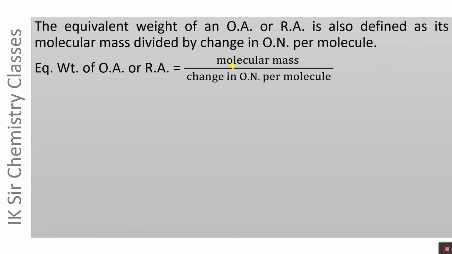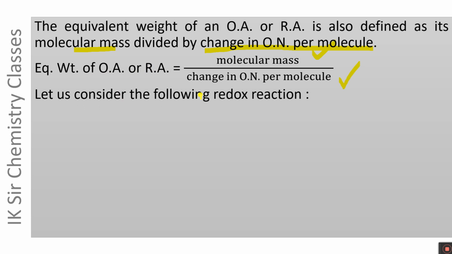The equivalent weight of an oxidizing agent or reducing agent is also defined as its molecular mass divided by the change in oxidation number per molecule. Let us consider the following redox reaction: H2S reacts with SO2 producing sulfur and H2O.